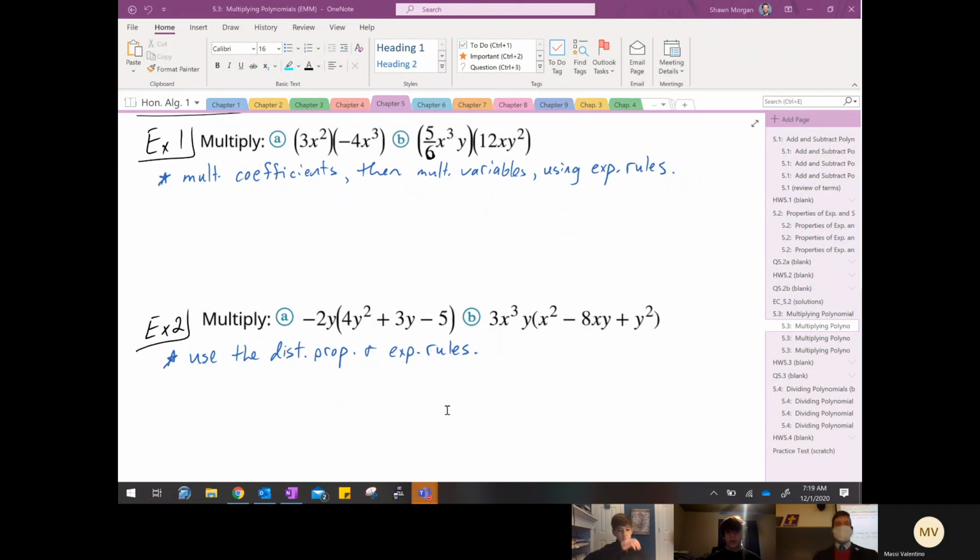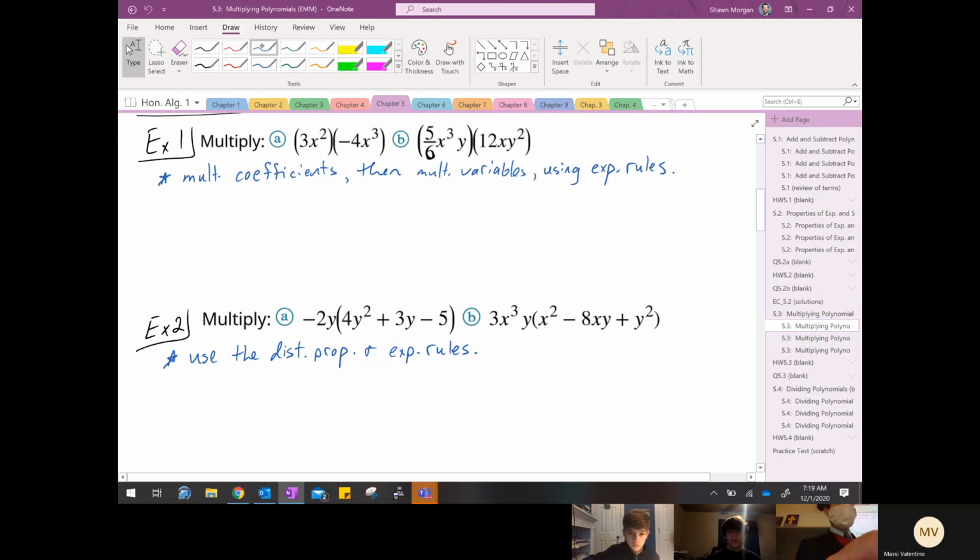So look at example 1 here, part A. I'm going to say 3 times negative 4. Like I said, it's super simple, right? That's going to be negative 12. X squared times x cubed. That's where we get to use our new exponent rule. Paul's going to tell us what that is.